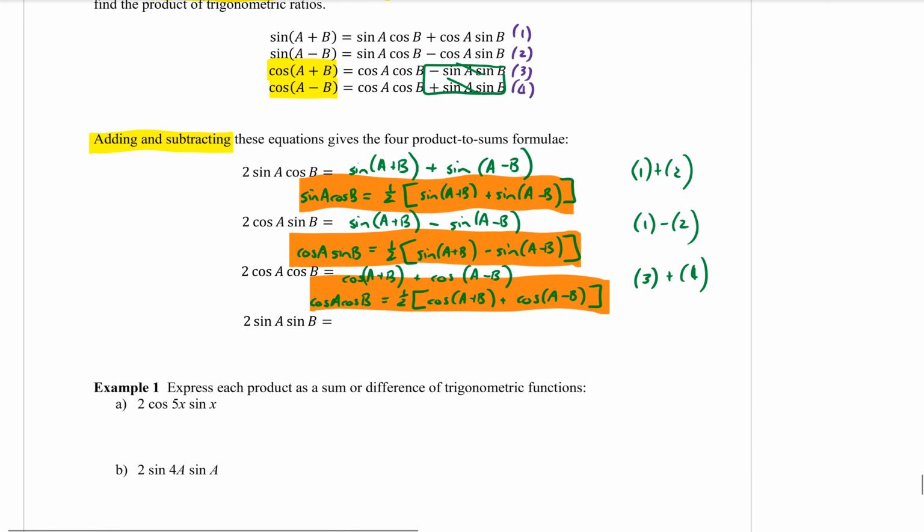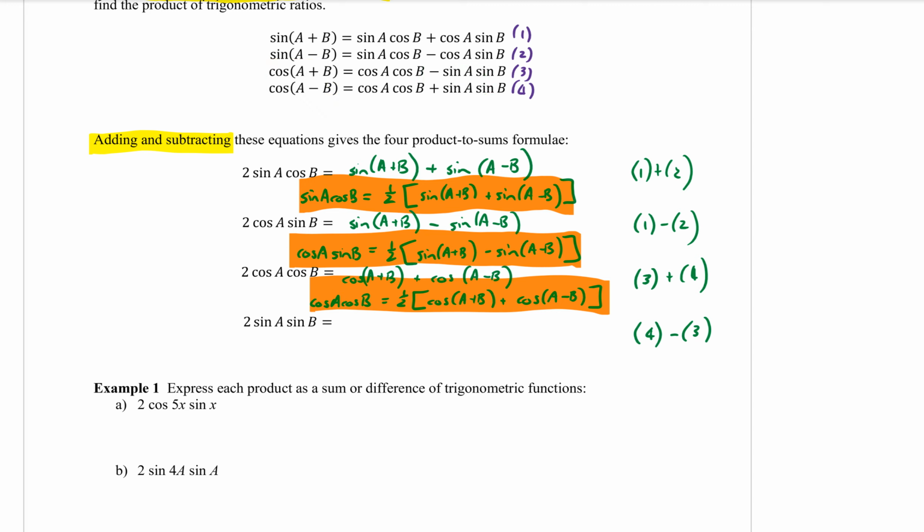And last one, you can probably guess that we're going to subtract the third and fourth equation, but we need to put equation 4 first so that when subtracting, the minus signs go the right way. So that means equation 4 is cos of A minus B, and I want to subtract equation 3, which is cos of A plus B. Let's check to make sure it does actually give us what we want.